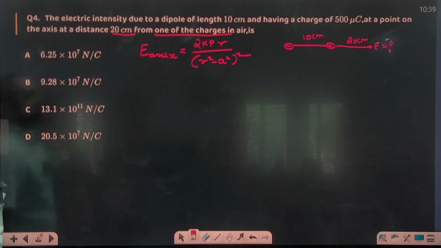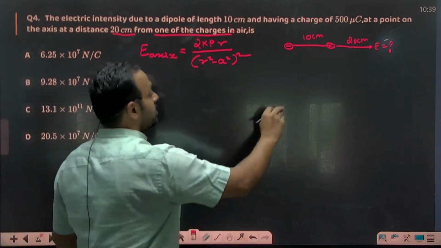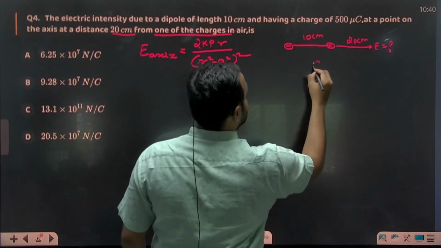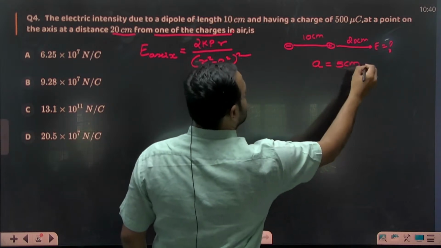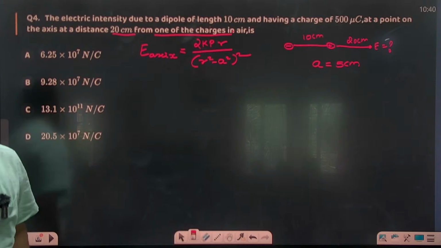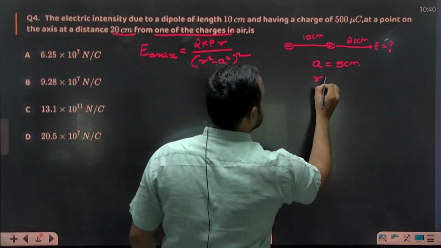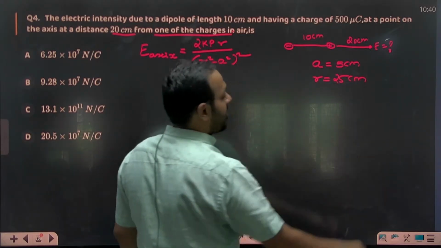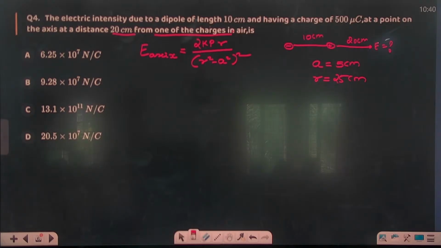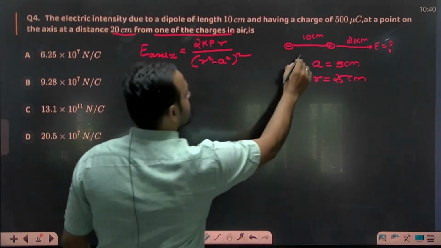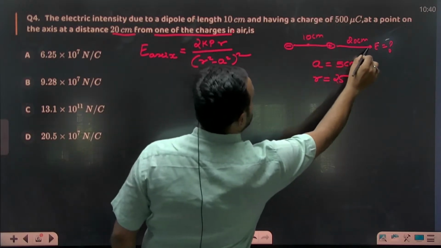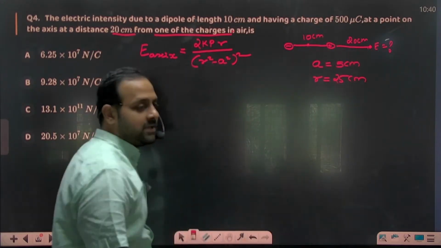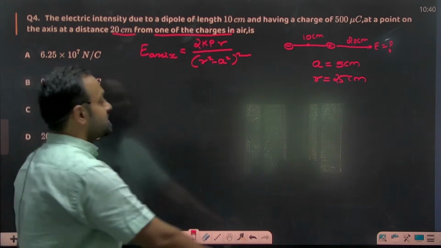Okay. Now, if this is the dipole, what is the value of A? 5 centimeters. Then what is the value of R? R is measured from the center of the dipole. The distance from the center is 20 plus this 5, which becomes 25.